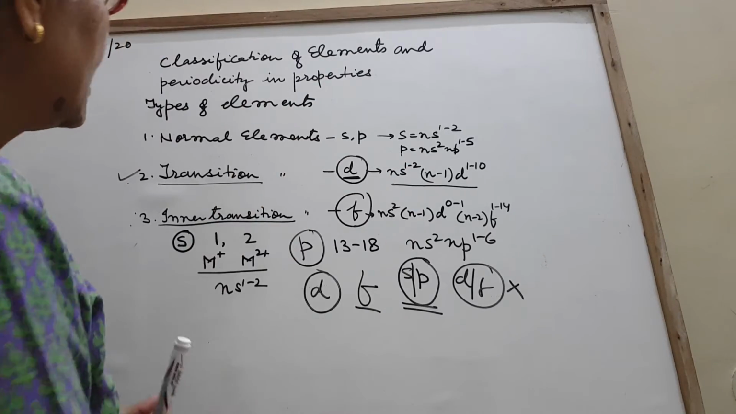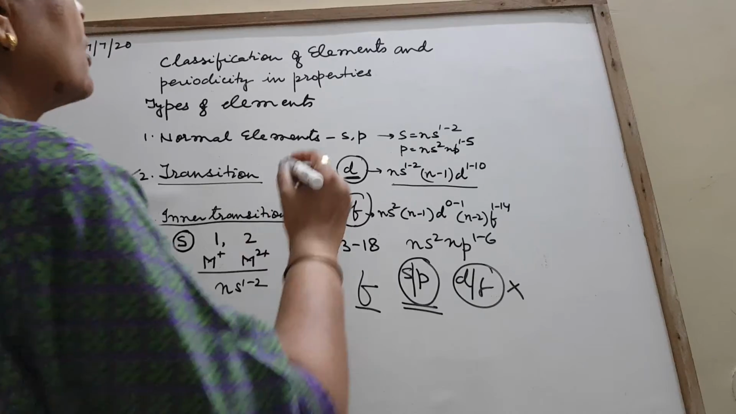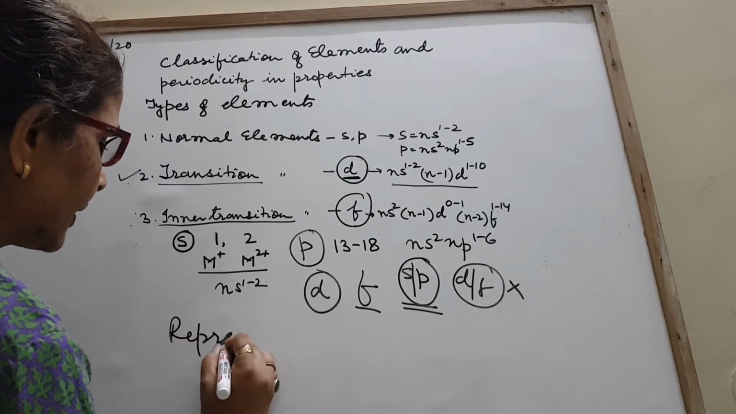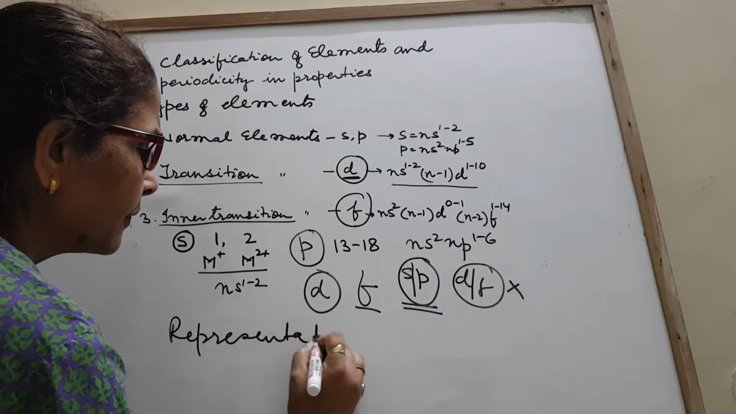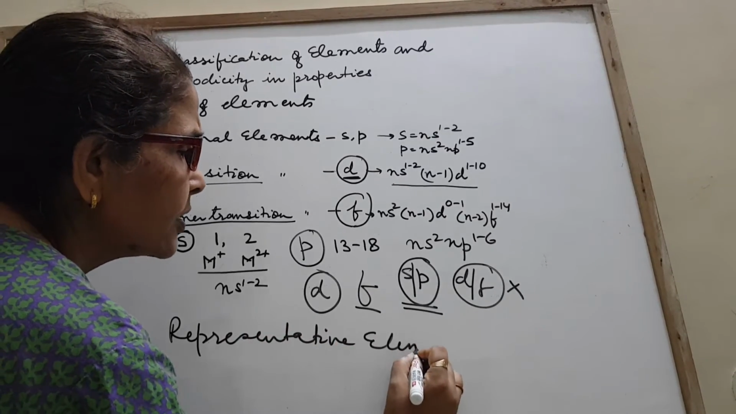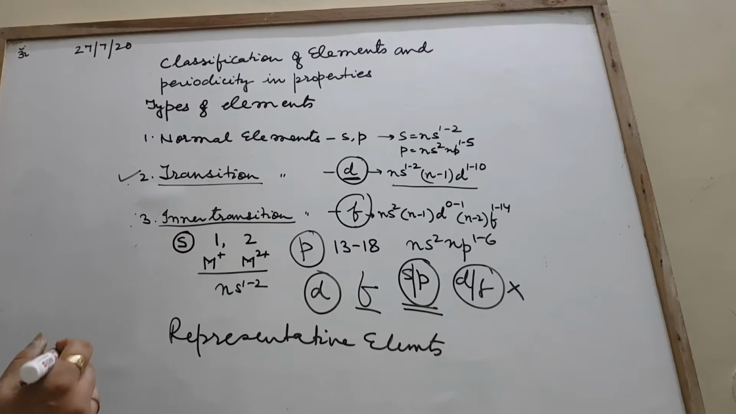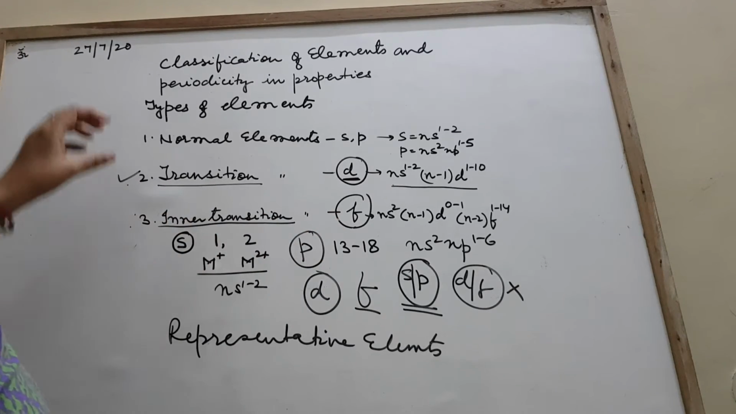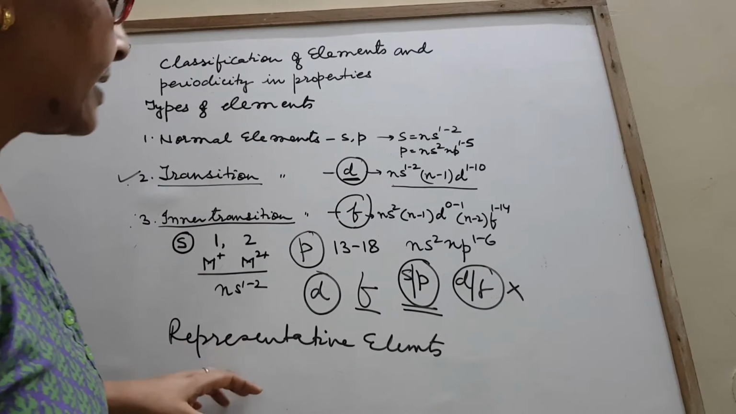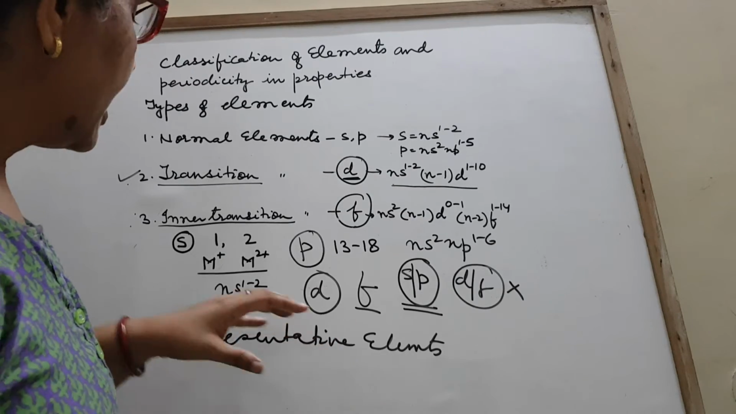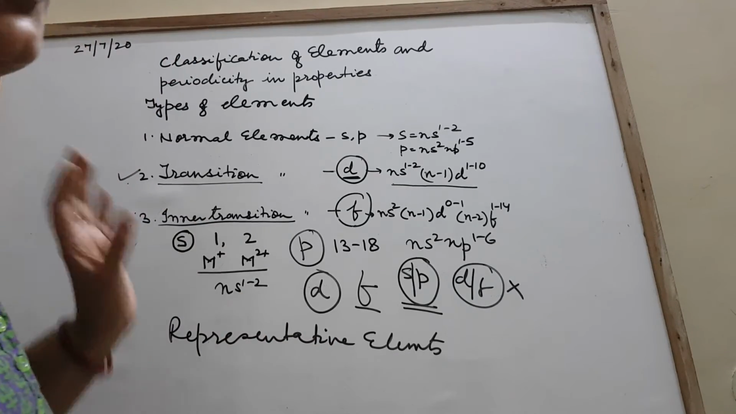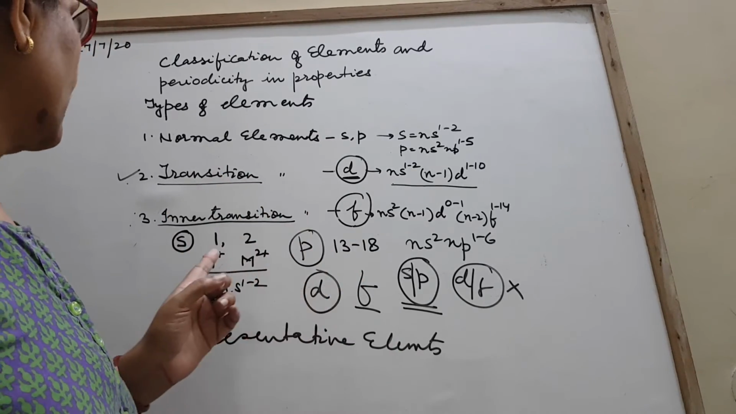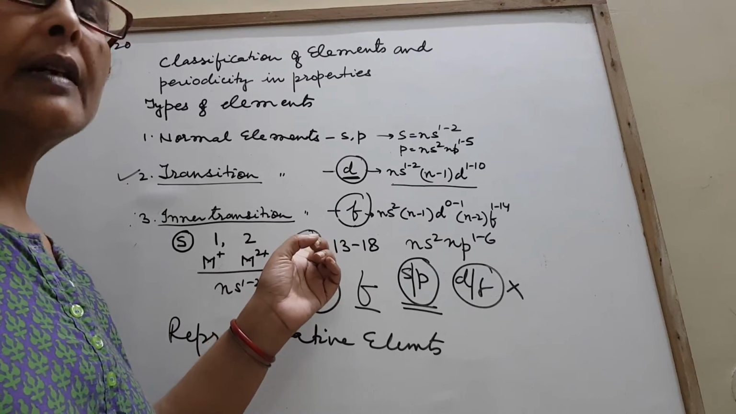One more thing children. These normal elements are also called representative elements. Like we call D block elements as transition, F block as inner transition, the normal elements we even call representative elements. So remember, representative elements and normal elements are one and the same thing. Noble gases, the noble elements, belong to P block only. So they have been discussed here.